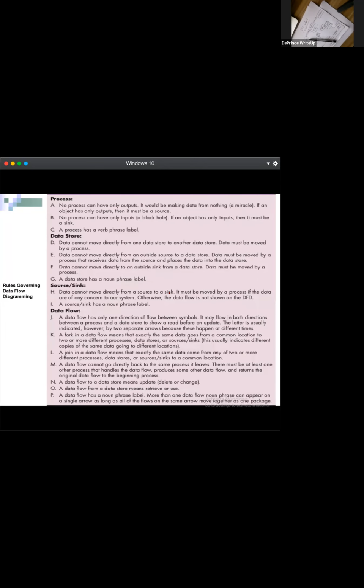So let us look at the rules. There are rules that you need to remember when drawing your data flow diagram. If you remember, I made a mistake here connecting this to this. Why did we cancel it? We will see it in the rules and understand it better. Number one, no process can have input only. No process can have only inputs.